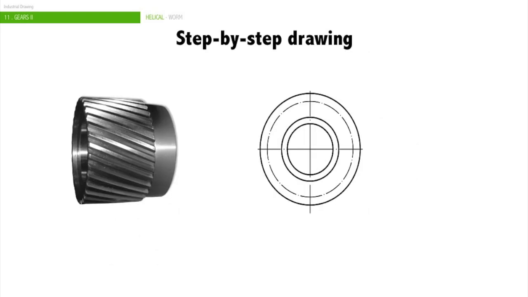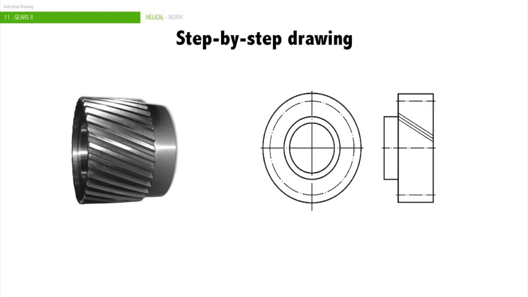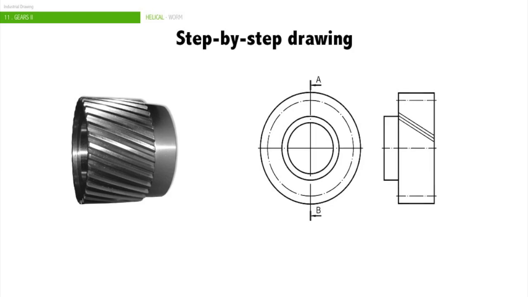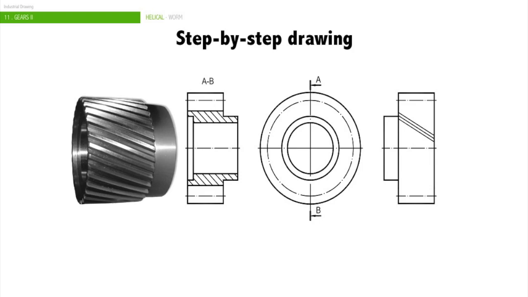Let's see how to draw a helical gear step by step. Let's begin with a front view of the gear. Now let's draw an unsectioned view of the gear, in this case, a profile view. If you're not going to section the gear, you must draw three thin and inclined lines to indicate that the gear is helical. On the left side, we are going to draw a sectioned profile view.